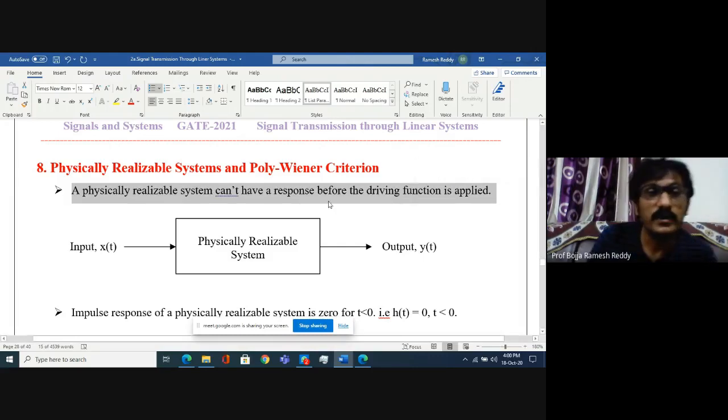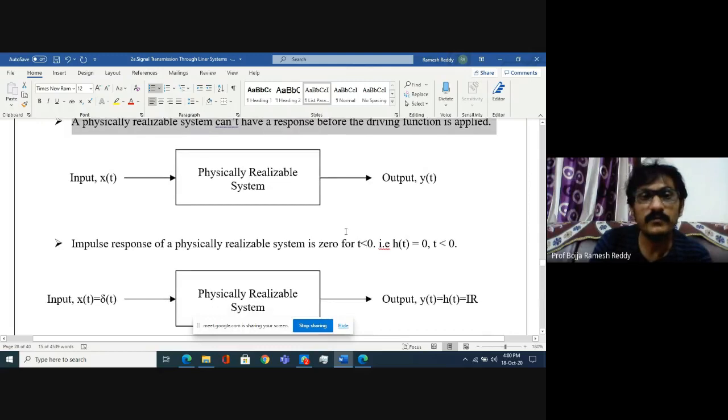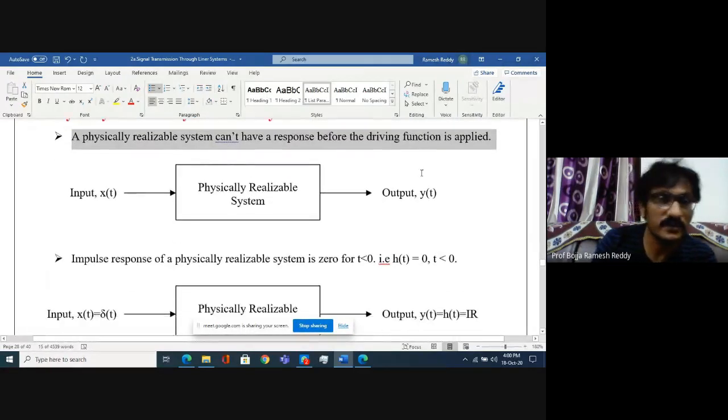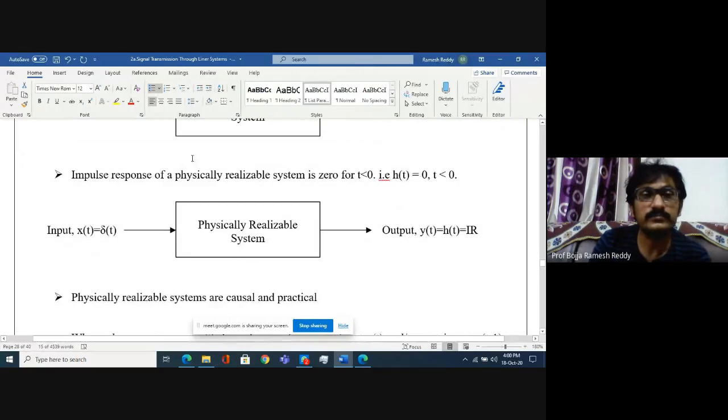Therefore, a physically realizable system cannot have a response when the input is zero. If there is no input, there is no output. That is the first restriction. Every physically realizable system must satisfy this restriction. And the second one: the impulse response of a physically realizable system is 0 for t less than 0.